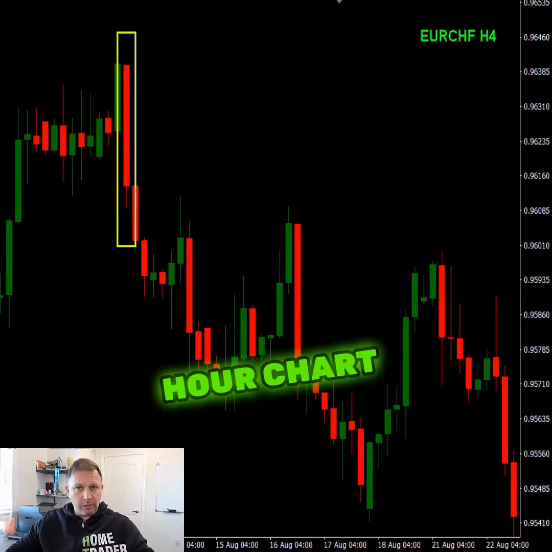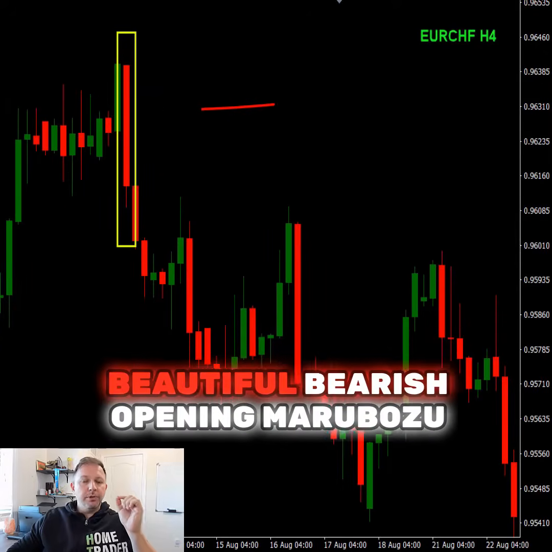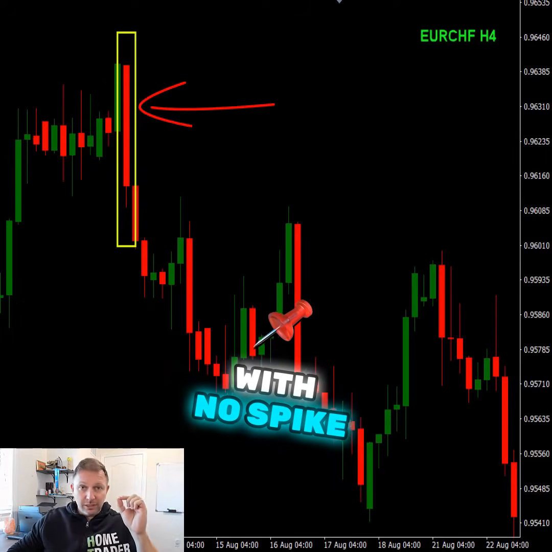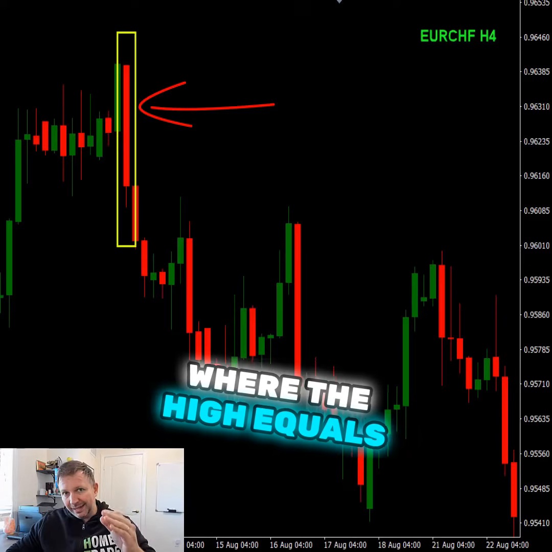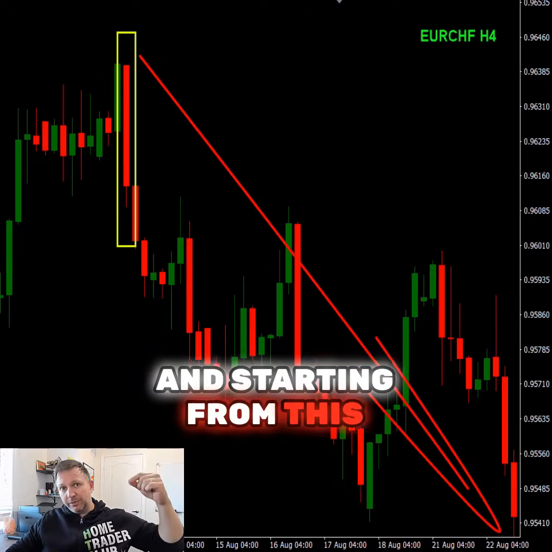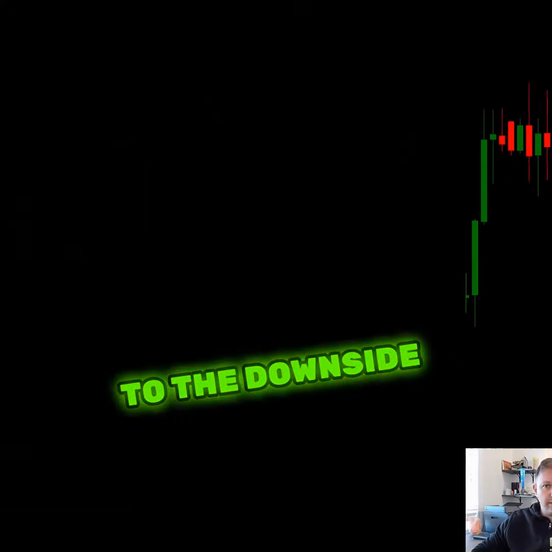Euro franc 4-hour chart, as you can see at the end of the rally, a beautiful bearish opening Marubozu with no spike or wick on the upper part, where the high equals the opening. And starting from this candle, the bears take control to push the price all the way to the downside.